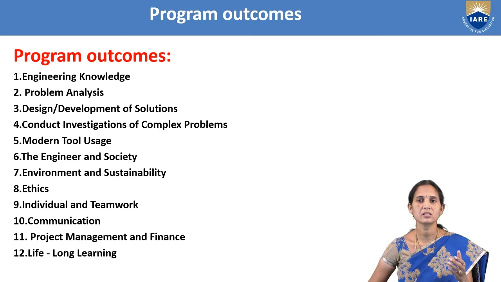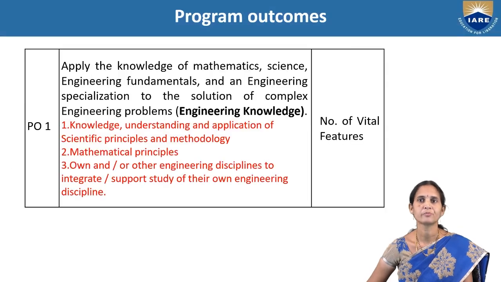Next we have selected PO7, because students will learn here how the environment is polluted, and so PO7 is environment and sustainability, and they will learn about green chemistry also. So PO1, what is PO1 means?